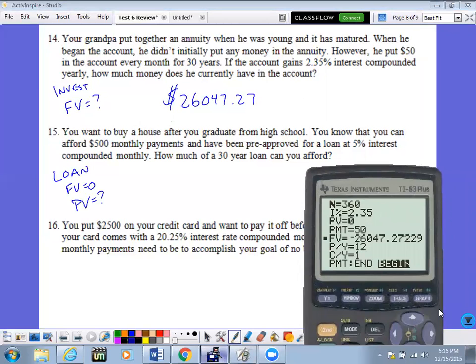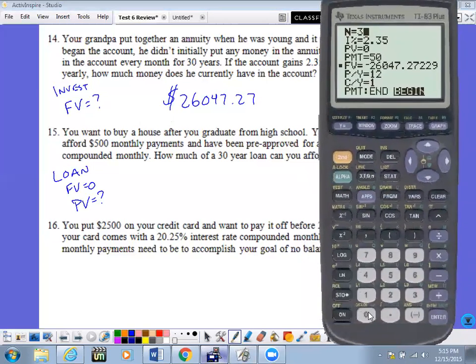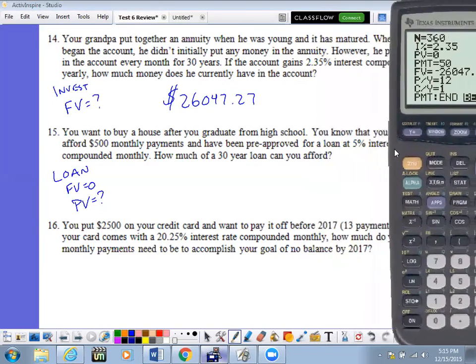So you're making monthly payments and you're doing it for 30 years. So 30 times 12. Your interest rate that you were approved for was 5%.